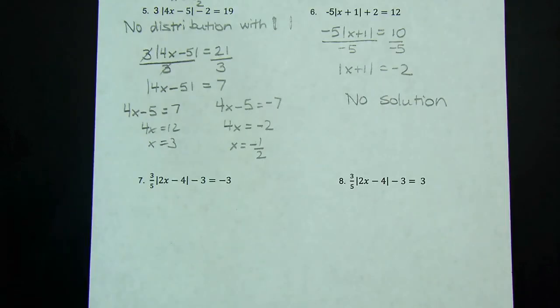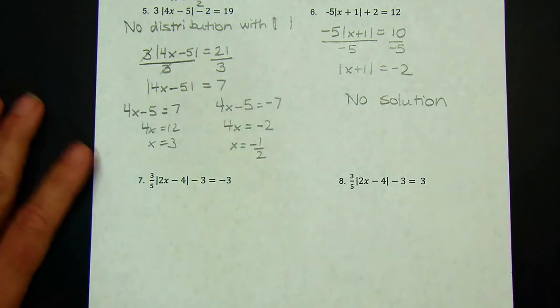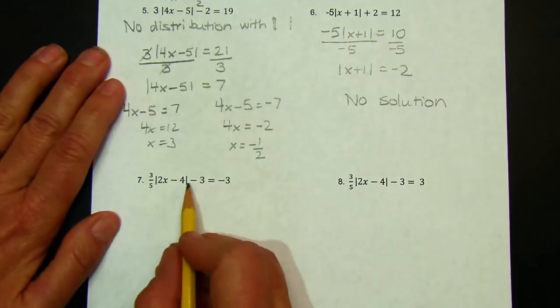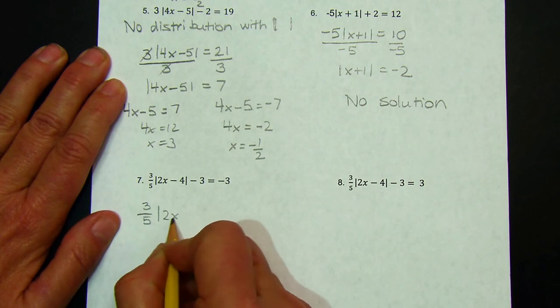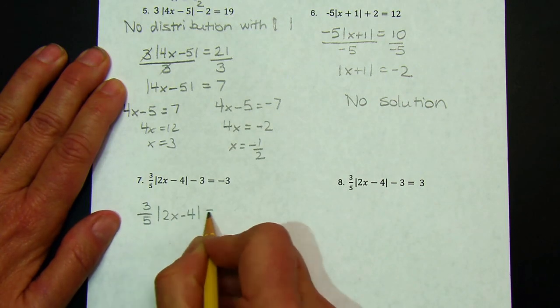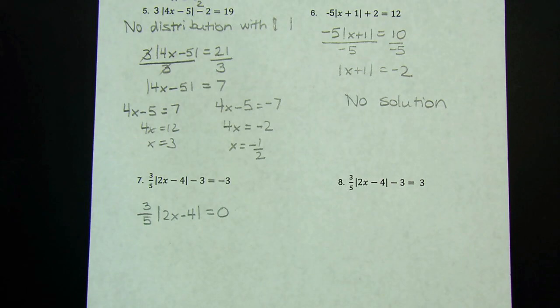Okay, let's do number 7 together, because number 7's just a little bit different. First thing I'm going to do is add 3. And I get 0. I don't have it all by itself yet, though. Okay? How do I get rid of that 3/5? Brian? Yeah, multiply by 5 over 3. Multiply by the reciprocal of that fraction.